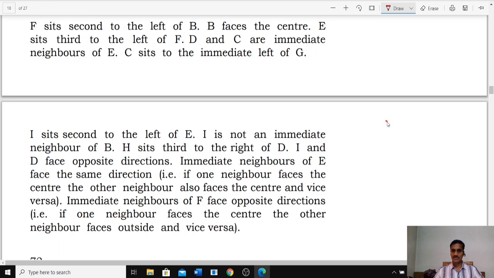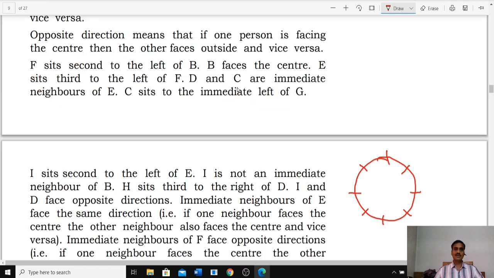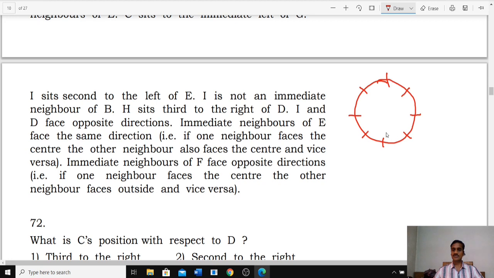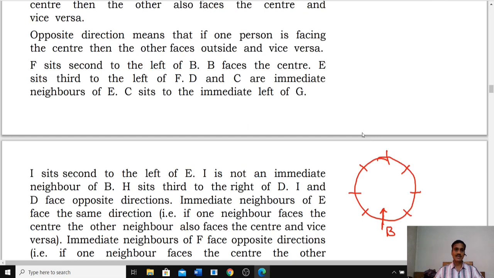Then coming to this one. 8 persons seated around a circular table. 1, 2, 3, 4, 5, 6, 7, 8. B faces the center. What information do we have? B is facing the center, and F sits second to the left of B. B faces the center. E sits out to the left of F. E is out to the left of F.